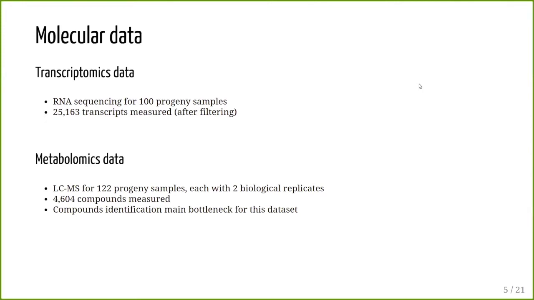The really good thing was we had for this metabolomics data set 2 biological replicates for each of the progeny genotypes. This was also quite a large data set with around 4,600 compounds that were measured. However, I have to note that for this metabolomics dataset, the main bottleneck is actually the compound identification, which is a really complicated step for untargeted metabolomics.